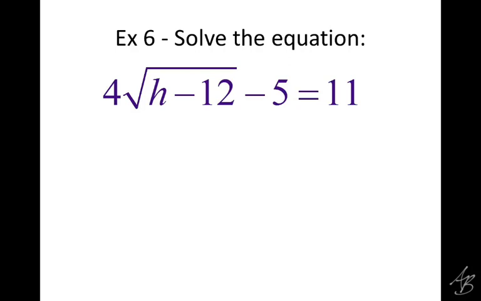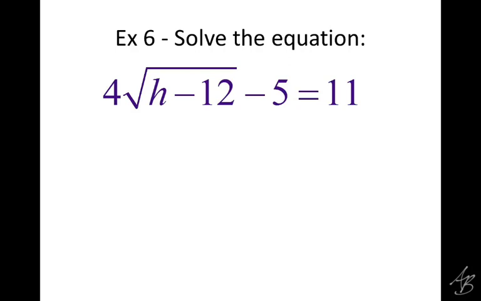All right, so this problem right here, there's actually 4 things we have to get rid of to get the h by itself. We're going to have to get rid of the 4, the 12, the 5, and the square root. Be very careful when you draw your square root that the minus 5 is not inside the square root. And then make sure you're aware of your order of operations and you get rid of things in the correct order.